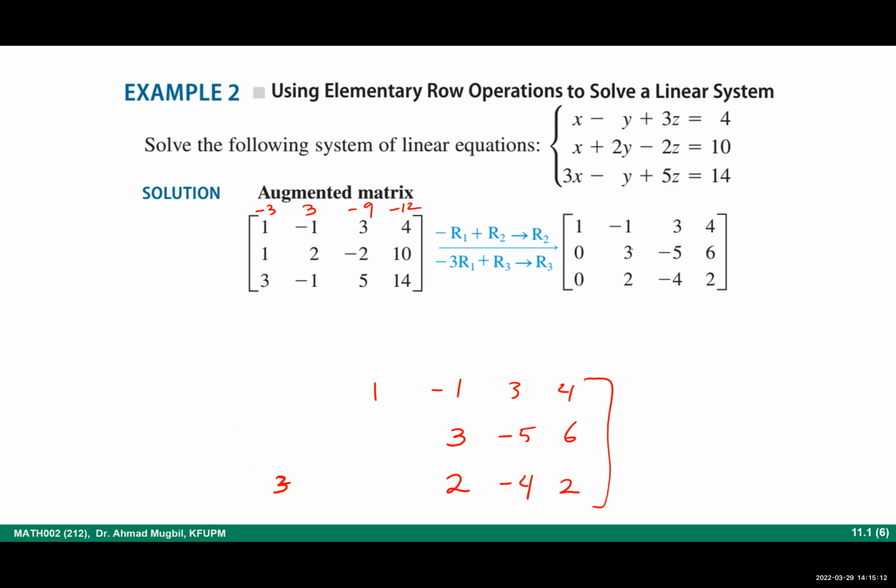Now how to eliminate Y here? It is better if you have this 1 and this is 0. So if you can make this 1 and this is 0, it will be good. Or this is 1 and this is 0, it will also be good. Why? Because after that you will multiply by a row and a number and it will be easier.